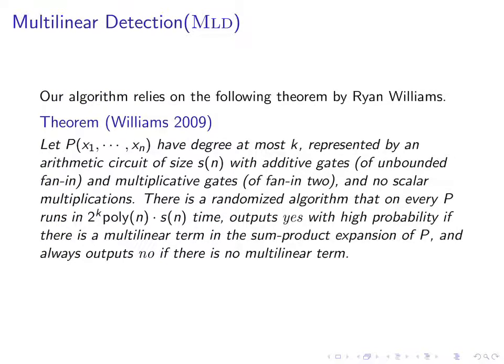Given this input, Ryan Williams showed that there is a randomized algorithm that, on every such polynomial, runs in time 2^k times poly(n) times S(n), outputs yes with high probability if there's a multilinear term in the sum-of-products expression, and always outputs no if there's none of them.